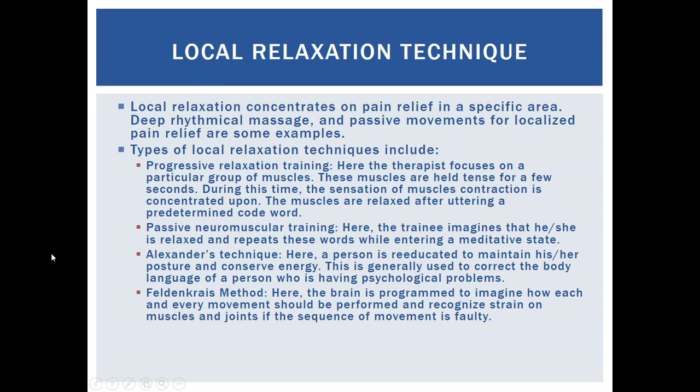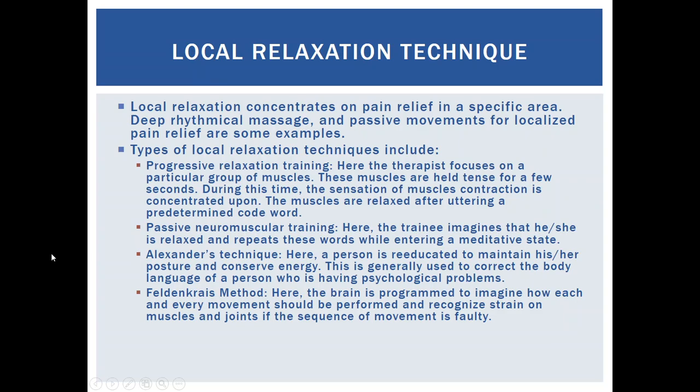So here the therapist focuses on a group of muscles, and these muscles are held tight or held tense for a fraction of a second, and during this the sensation of the muscle contraction is concentrated upon, and then the patient is trained to relax these muscles when the therapist utters a predetermined code word like let go, because the therapist is touching that muscle that is tight. You would know exactly which muscle to relax. So that is something that is called progressive relaxation training.